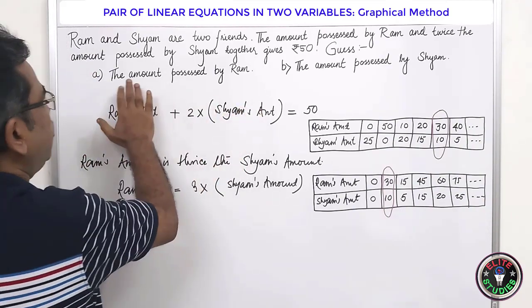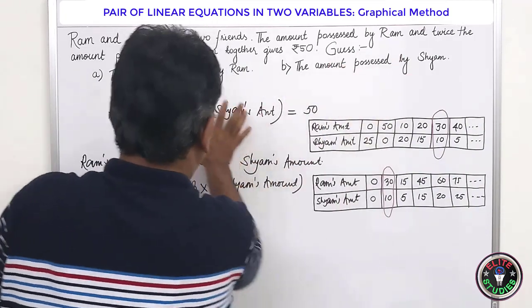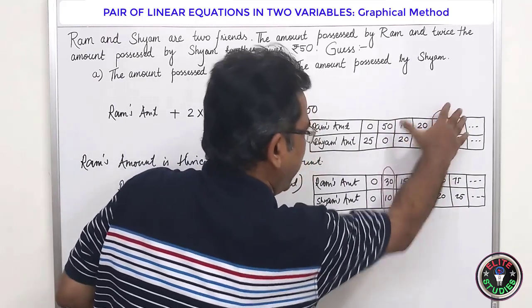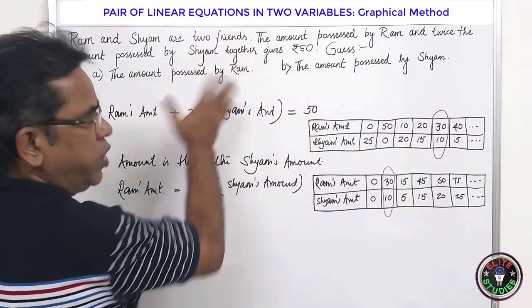How many variables are there? There are two variables: the amount possessed by Ram and the amount possessed by Sam. For this, we have made two equations and we have found this pair of values, and the pair of values for which both the conditions are satisfied will be the answer to this question.